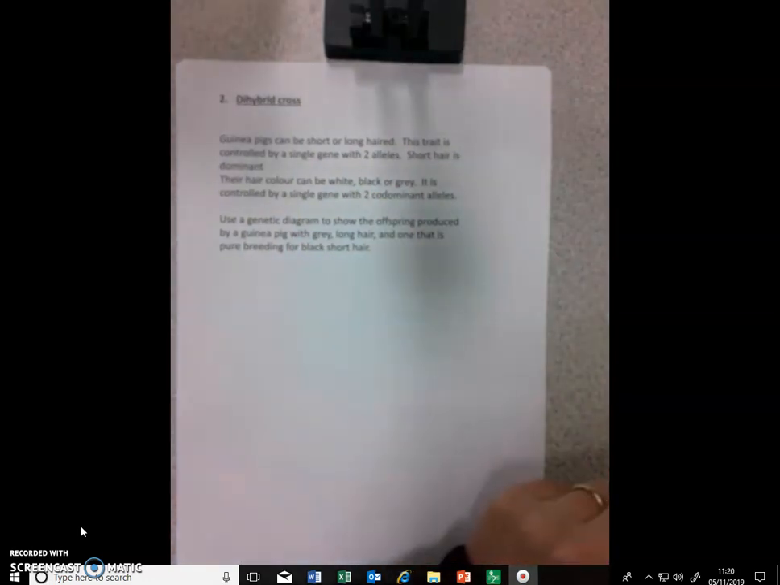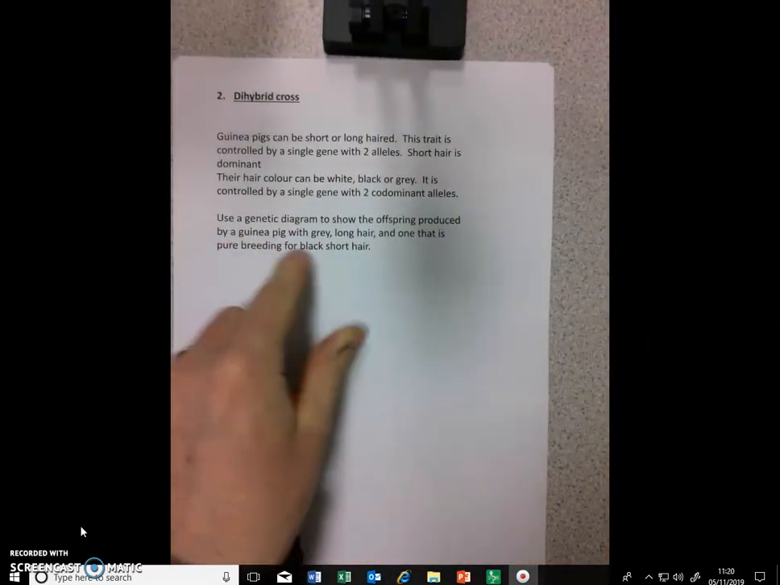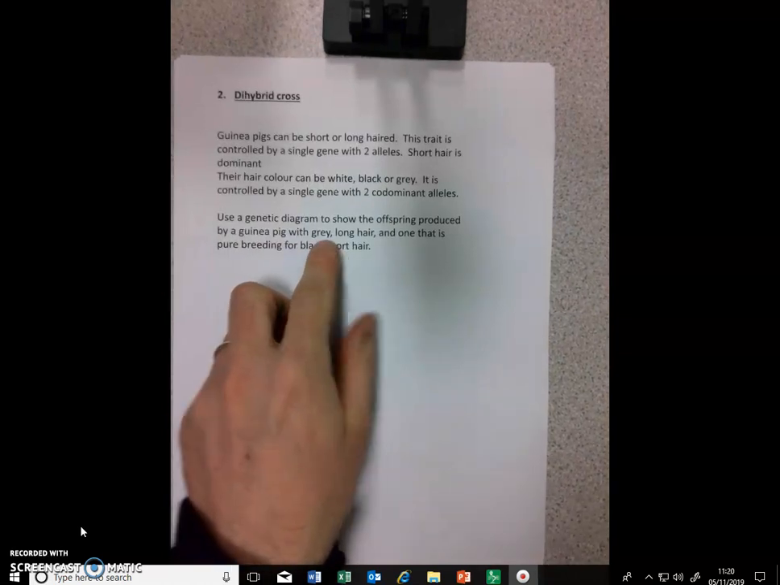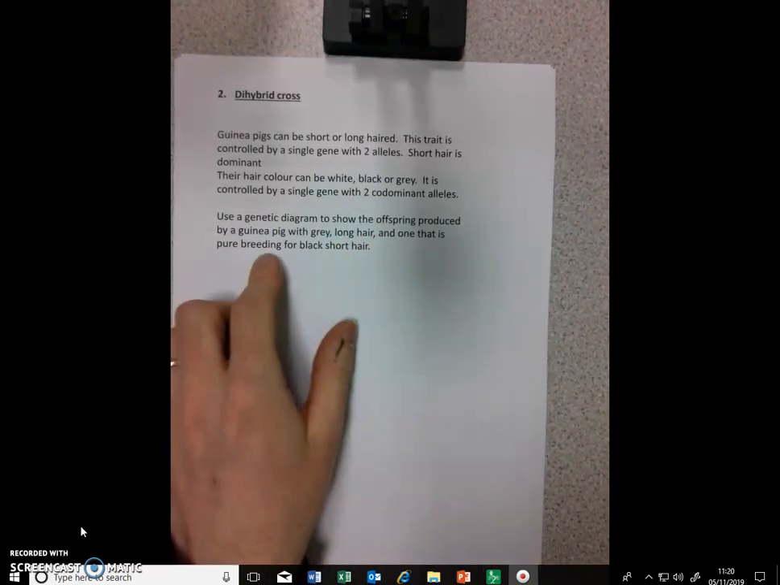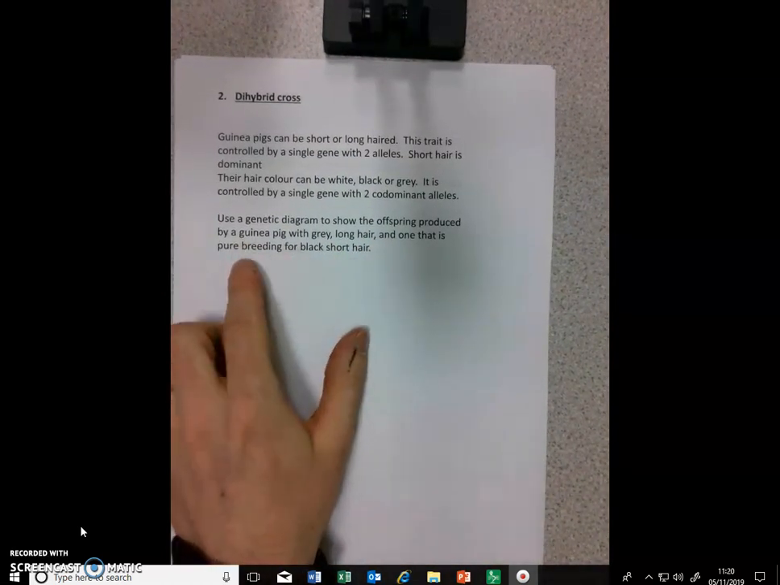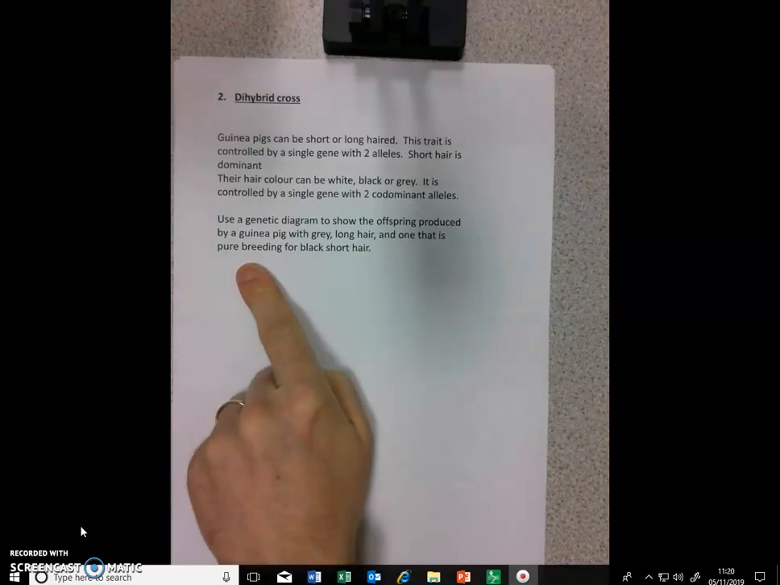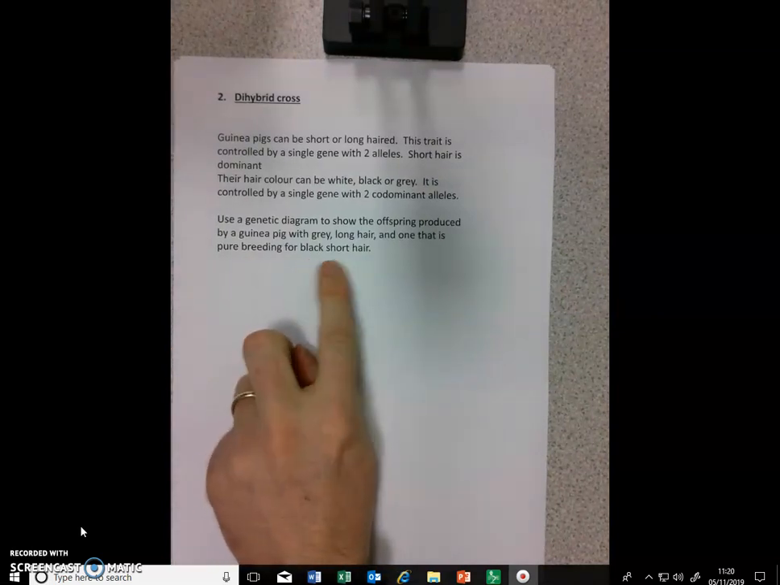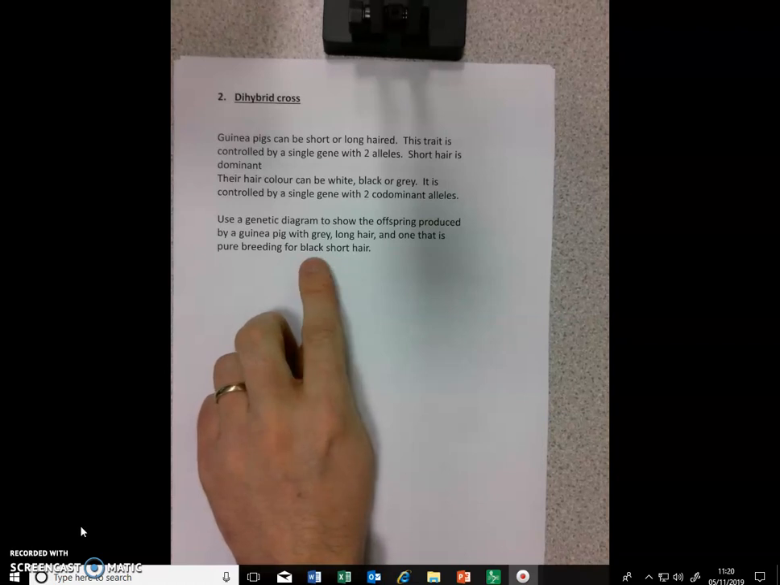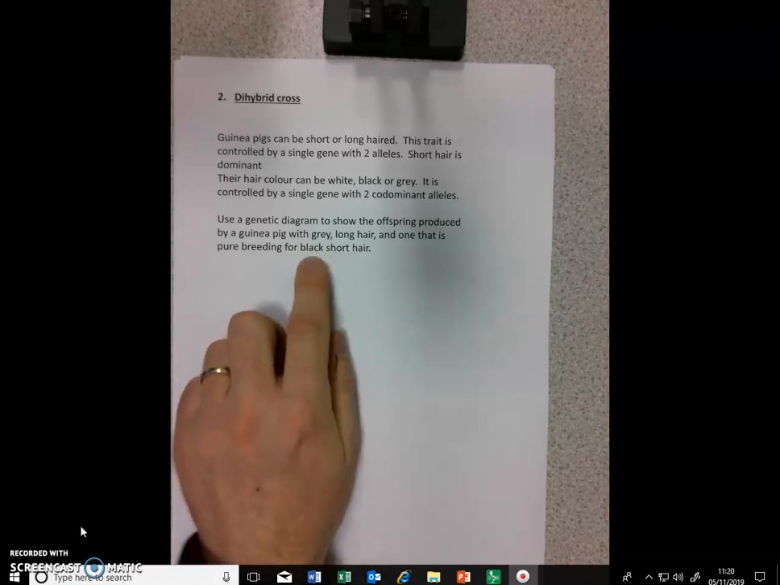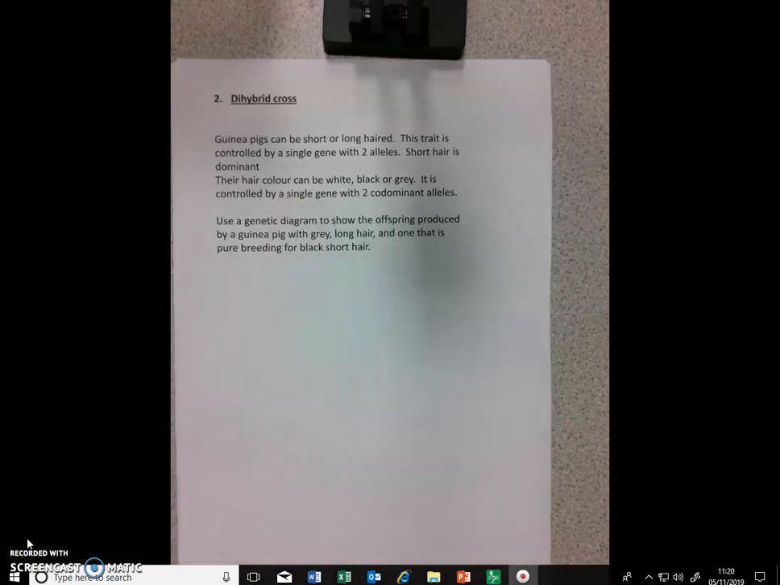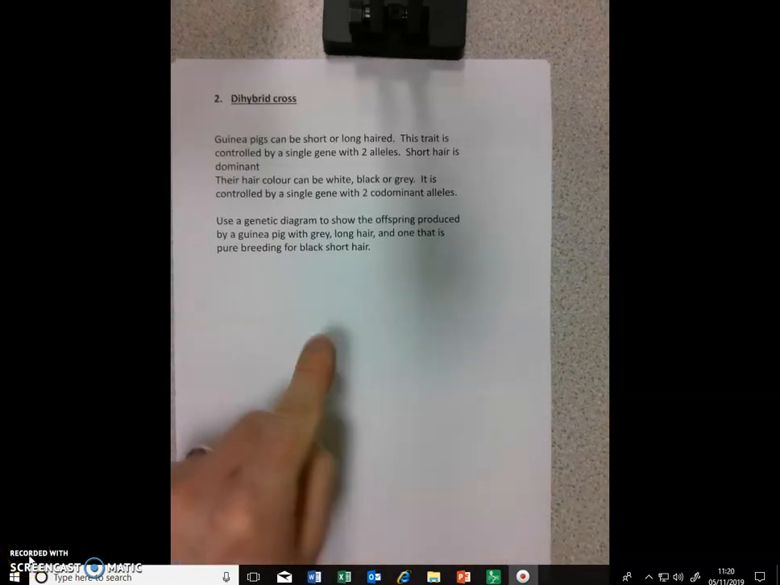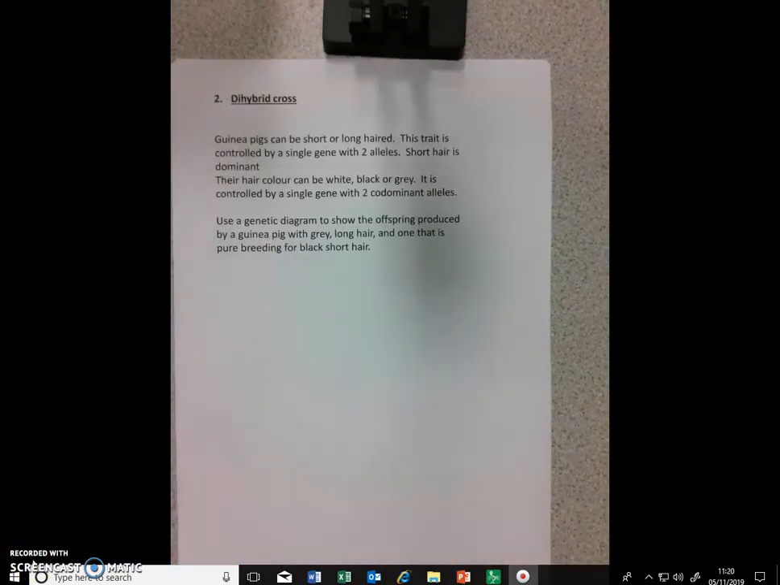Okay, so you've got to be a little bit careful here. So we've got one that is grey, long hair, and one that is pure breeding for black, short hair. Now, pure breeding, that means homozygous, basically. That means that the trait for black and the trait for short, they haven't got any additional alleles lurking in there. So you can assume homozygous for those 2 traits. So pause it, have a go at doing that. The answer's about to appear.